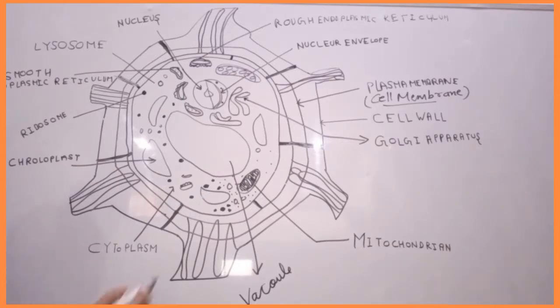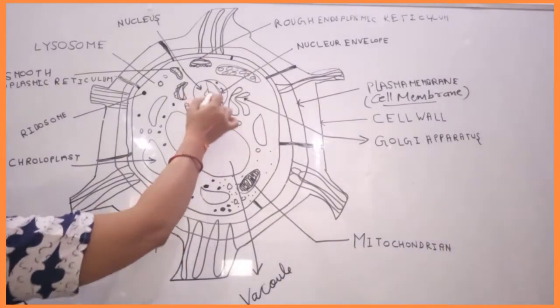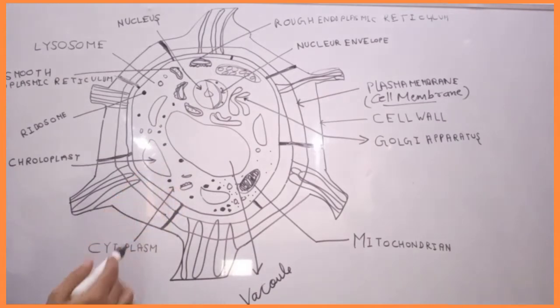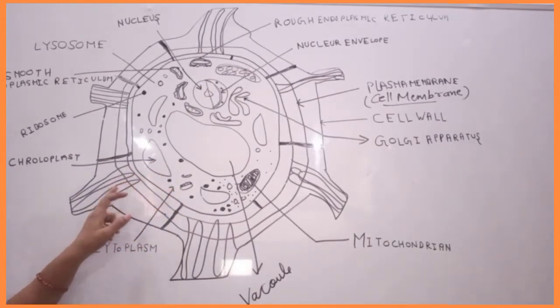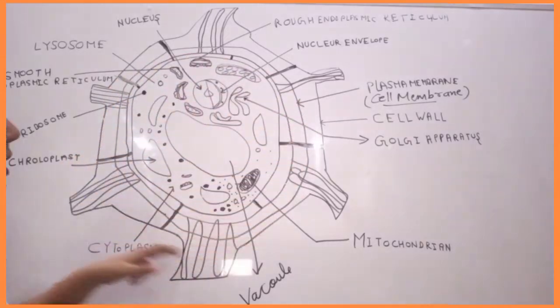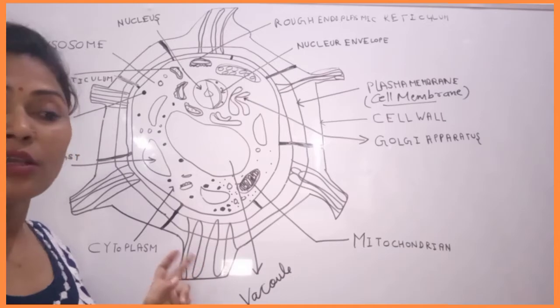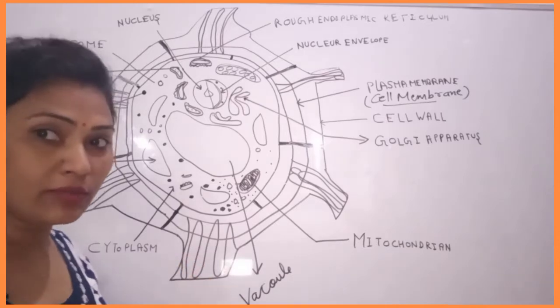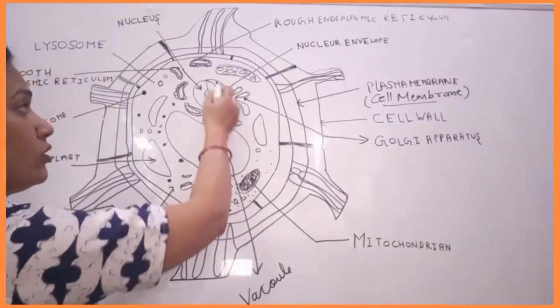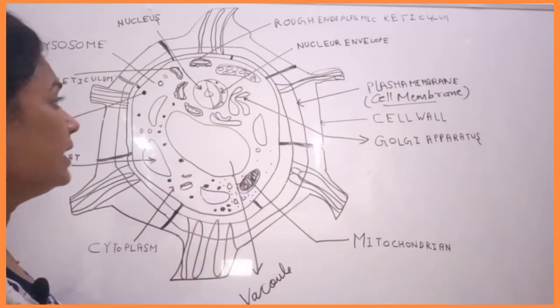After that, there is a nucleus. This nucleus is present in the periphery, because it is a plant cell, and it controls all the metabolic activities of the cell. That's why it is also known as the controller of the cell or the brain of the cell. So it controls all the activities of the cell.